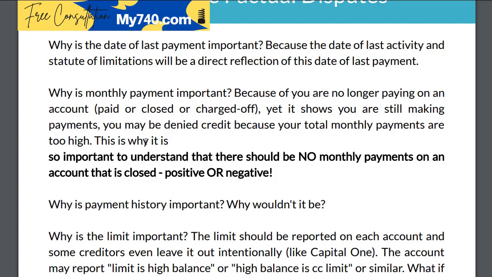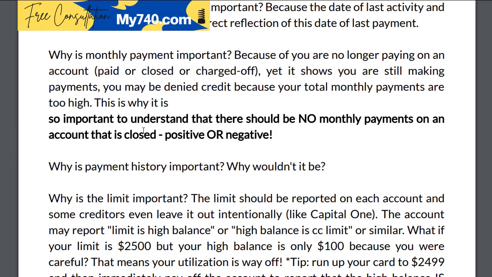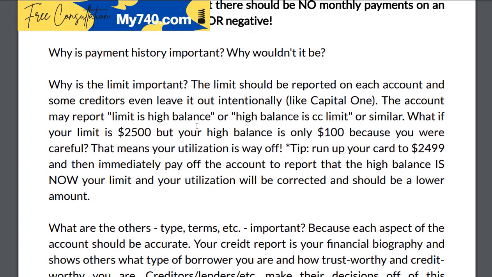Now, why is monthly payment important? Because you're no longer paying monthly on a closed account. Unless you actually are paying monthly on, let's just say, a charge-off, it's closed, you owe X amount of money, and now there can be payment history reported because you're paying back. But if you're not, there should not be any additional monthly payment. There should be no payment history, so on and so forth, right? So if you're looking at a charge-off, and yet it shows you're still making payments, you may be denied credit because your total monthly payments are too high, right? So that's the reason why it's so important to understand that there are no monthly payments on an account that is closed, positive or negative, unless it goes with what I was just referring to, right?